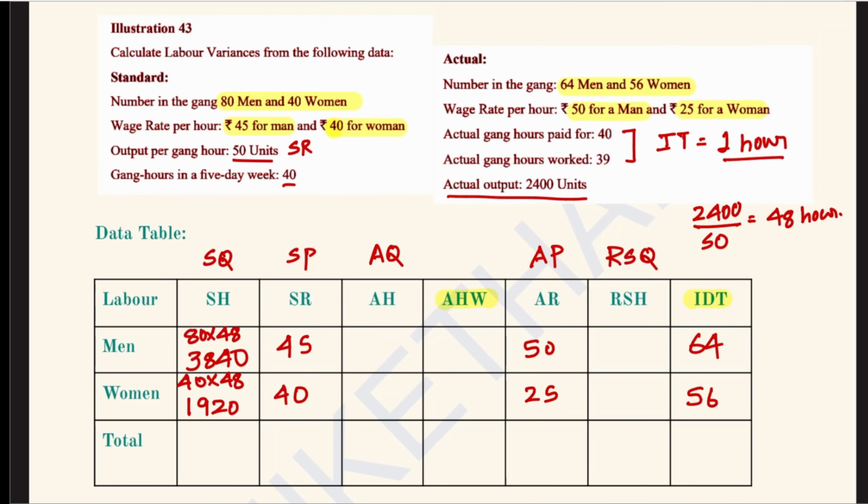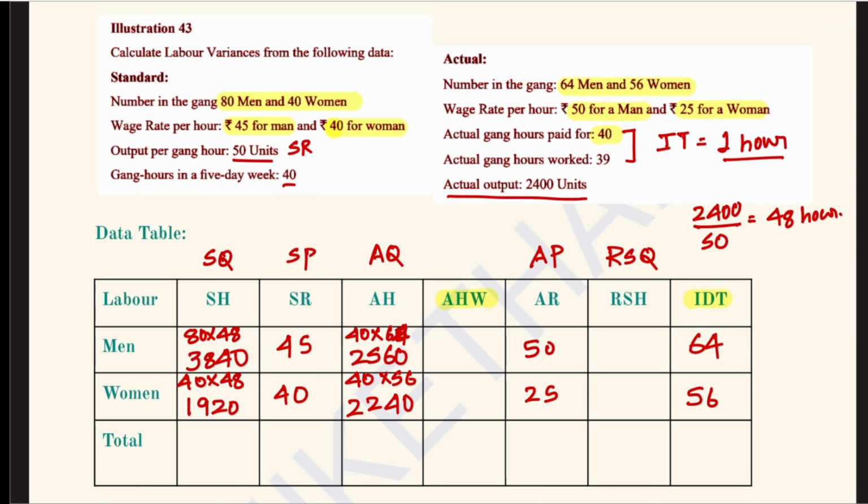Now I will go to actual hours. Actual hours is given here, which is 40. Actual gang hours paid for is 40. Similarly, 40 into 64 I have to take for men, and for women, 40 into 56. 40 into 64 is 2560. Then 40 into 56, I will get 2240.